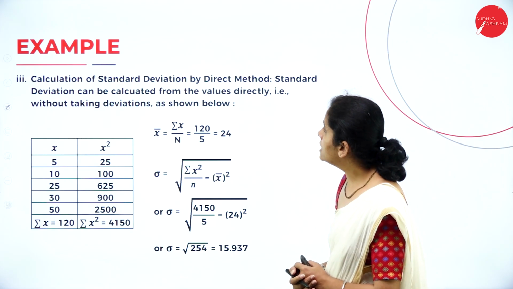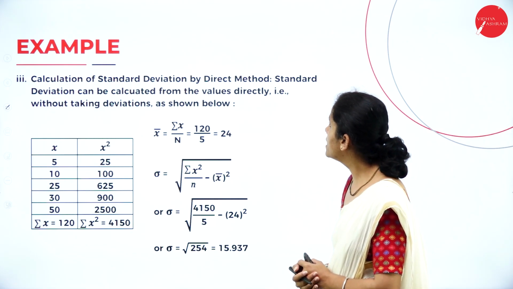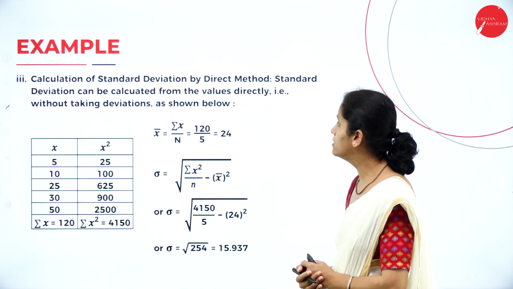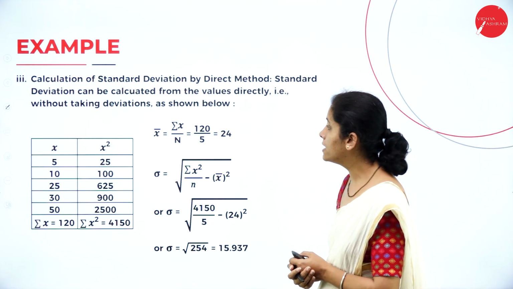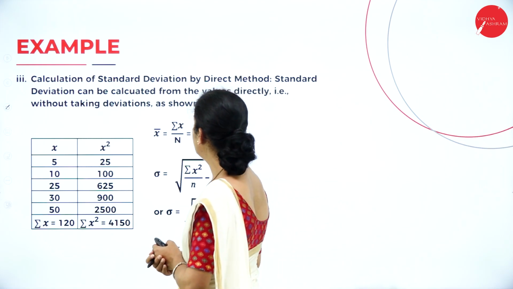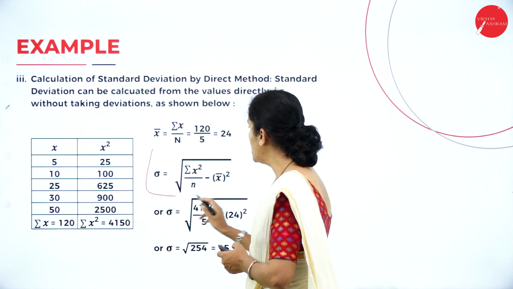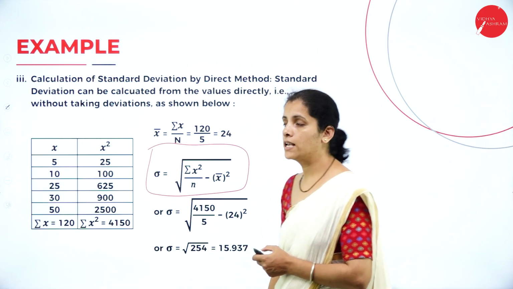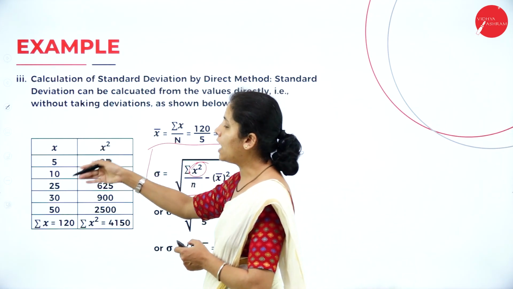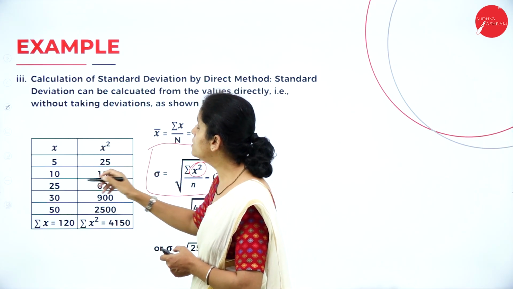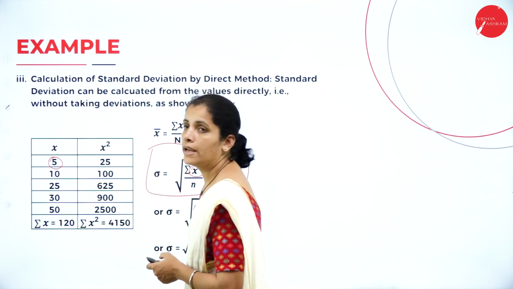Now, calculation of standard deviation by using the direct method. So this is the direct method used to find the standard deviation. In the direct method formula, I have sigma x square. So I require x square. I have the x and I want x square. So what will I do? I'm going to take the square.